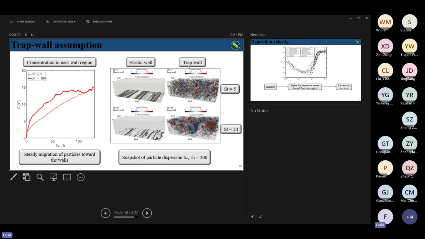That's why we switch to the trap wall assumption, which means that when a particle hits the wall, we take it out of the computational domain. We assume that it is deposited, and we introduce another particle to keep the total number of particles constant through the region. We introduce another particle in a random location inside the channel.